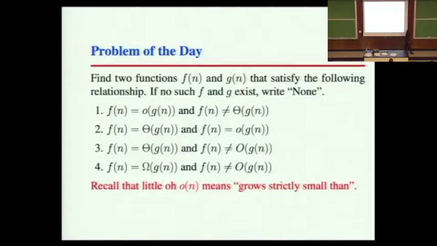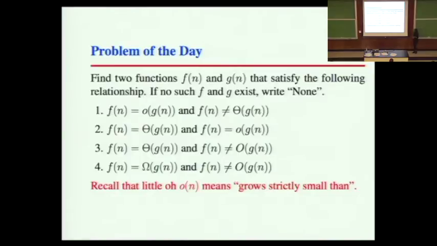The third one is f(n) is theta of g(n), and f(n) is not... Can you give me two functions that satisfy these two conditions simultaneously? No. Because this is the definition of theta of g(n), that g(n) is both the upper bound and lower bound. So f(n) is big O of g(n), and f(n) is omega of g(n). Both of those should be true for this to hold. So obviously this is not true.